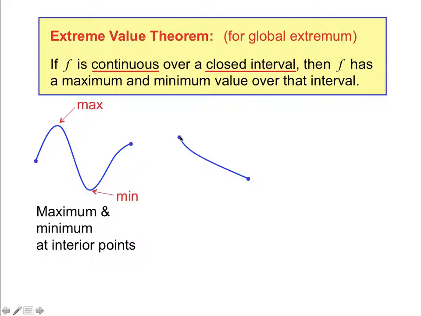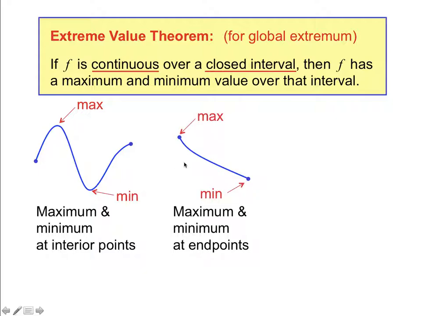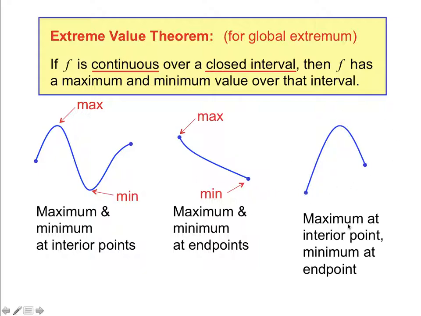If we change the function to look something like this, then we still have a maximum and a minimum, and they happen to be at the endpoints. Then we could have something like this, where we have a maximum and a minimum, but the maximum happens to be at an interior point, and the minimum happens to be at an endpoint. Here's my global minimum, and here's my global or absolute max.